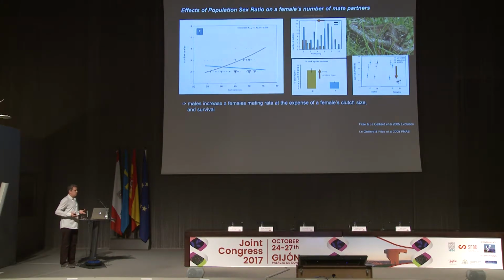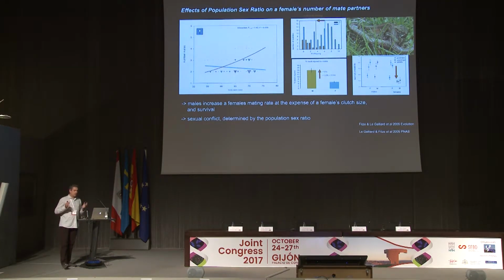So what does that show us? Well, this shows that males increase a female's mating rate at the expense of females' clutch size and survival. And that means it's a classic example of sexual conflict that is determined by the population sex ratio.